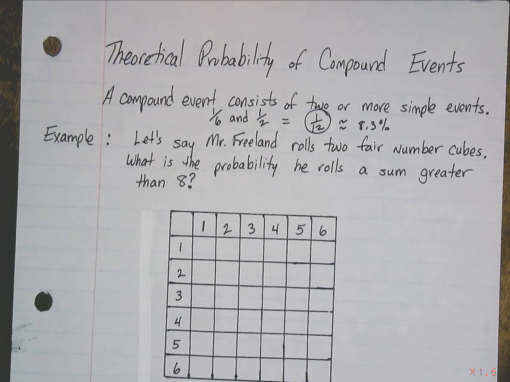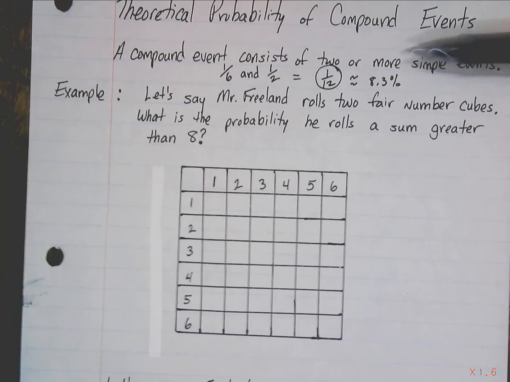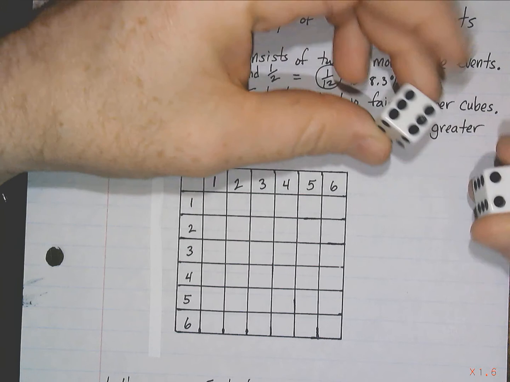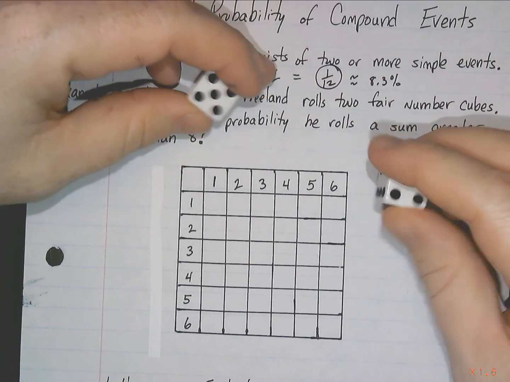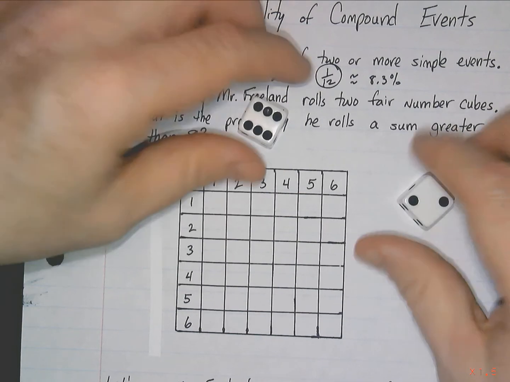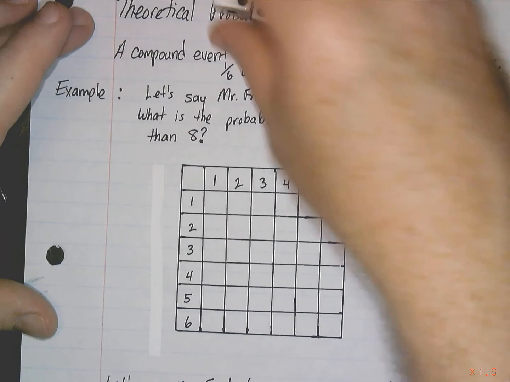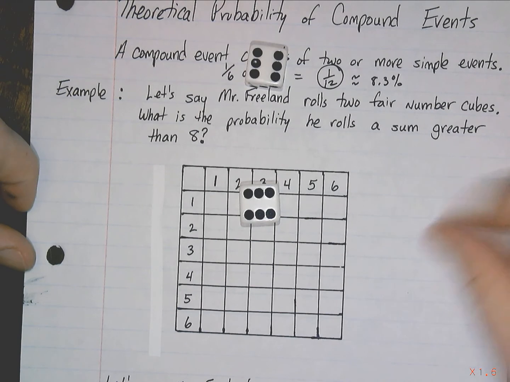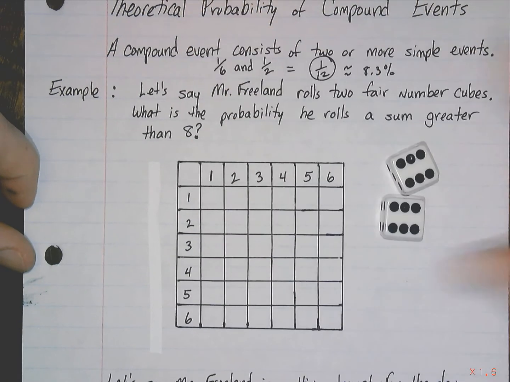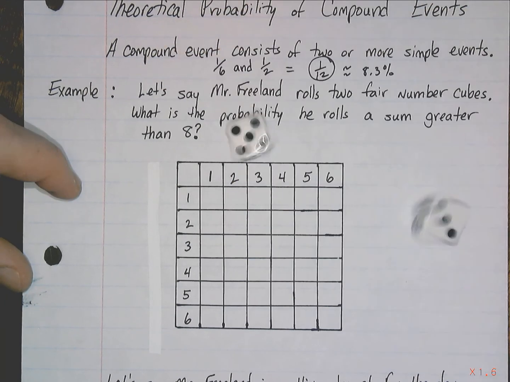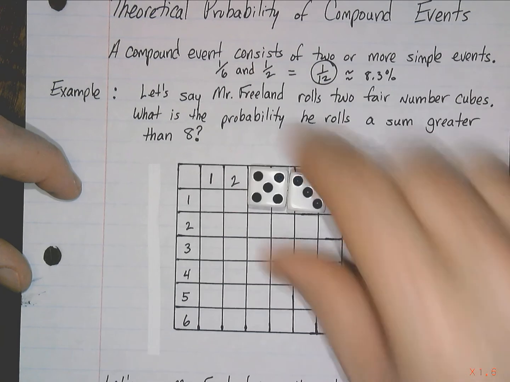All right, so let's say we got another example here. Let's say that Mr. Freeland rolls 2 fair number cubes. What that means is that these are fair. They're not weighted on one side or the other, okay? So it's equally likely outcomes. But let's say I roll 2, and I want to know the probability of me getting a number greater than 8, like I just did here. 2 6s, that's 12. That's greater than 8. Oh, there's 9. That's greater than 8. Okay, that's 8. Not greater than 8.